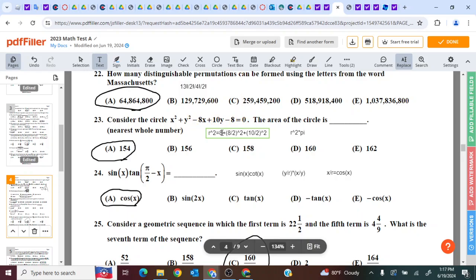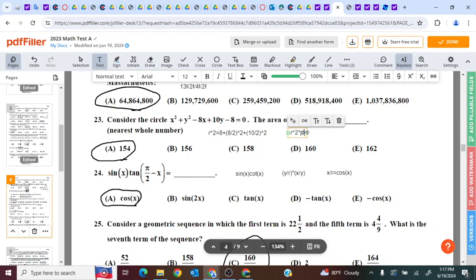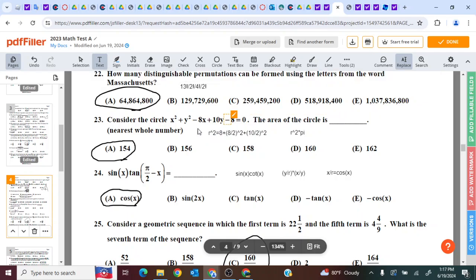So essentially your r, in this value over here, will be representing your r squared, because that's how circles work. So r squared is equal to this 8 plus this 8 over 2 squared plus this 10 over 2 squared. And then you simply multiply your r squared by pi, and you get 154.